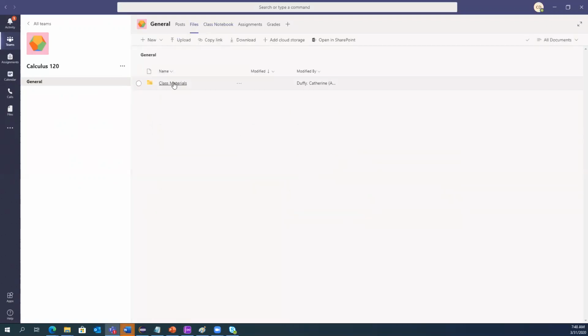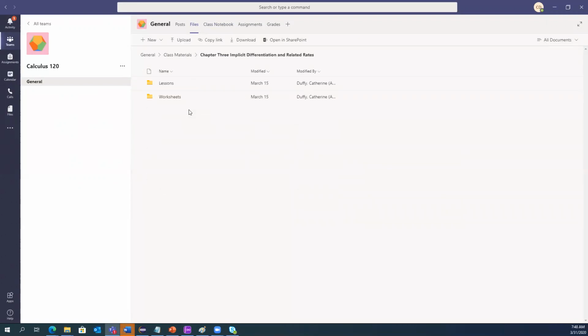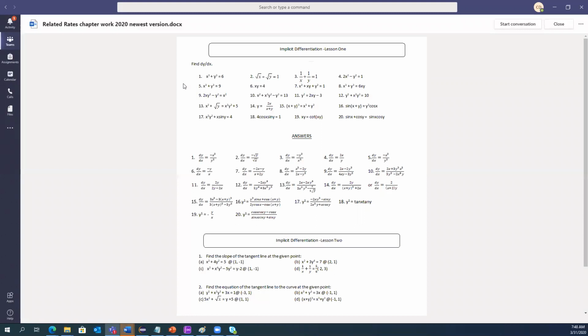Here's all the class material. We're doing chapter 3. Here are the worksheets. Related rates chapter work. And there's the exercise for question 1. All your answers as usual, and question 2. You've got lots of work to get done. Please get yourself to work, and if you have questions, just let me know at any point in time and I'll help you out.